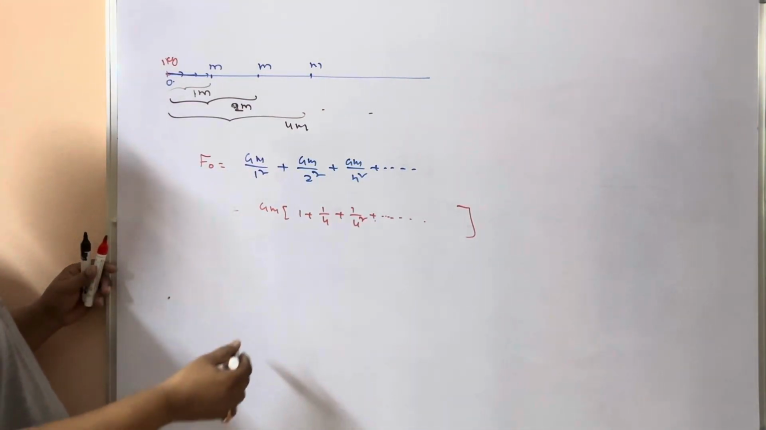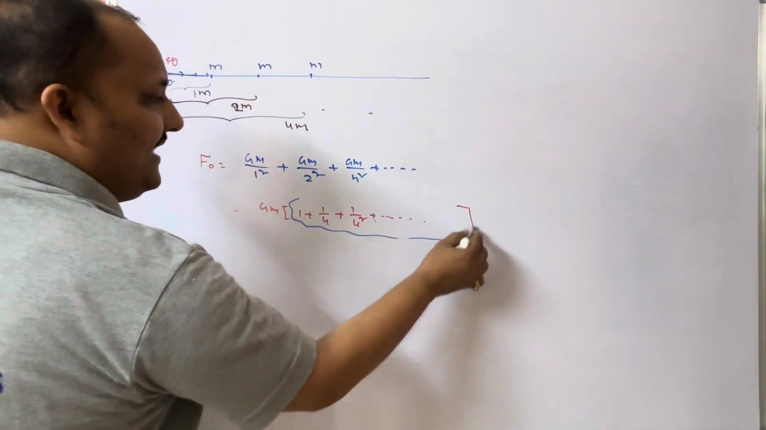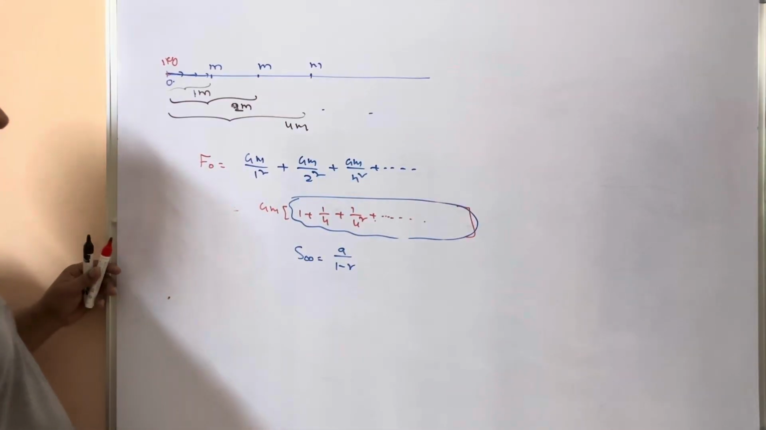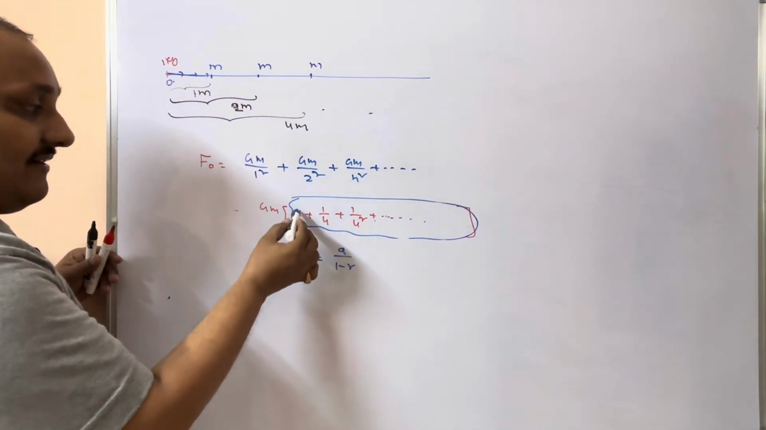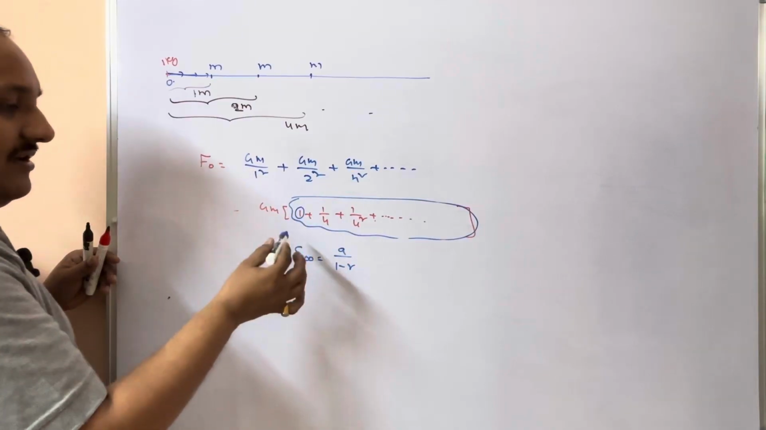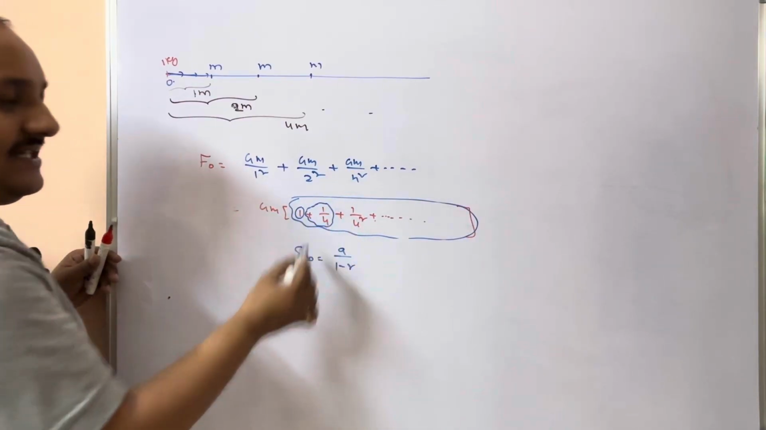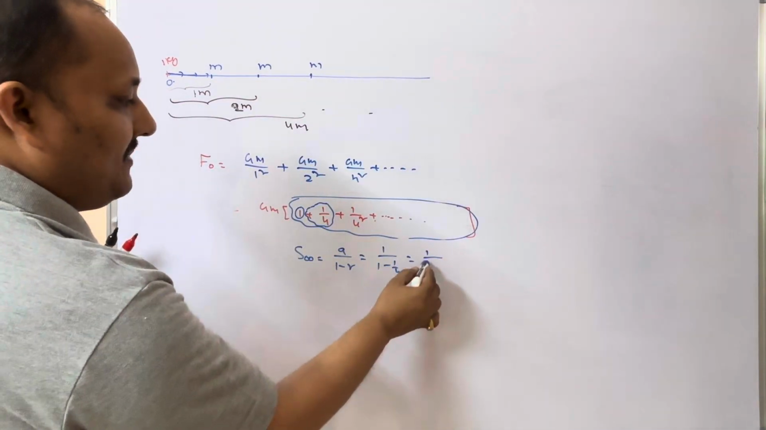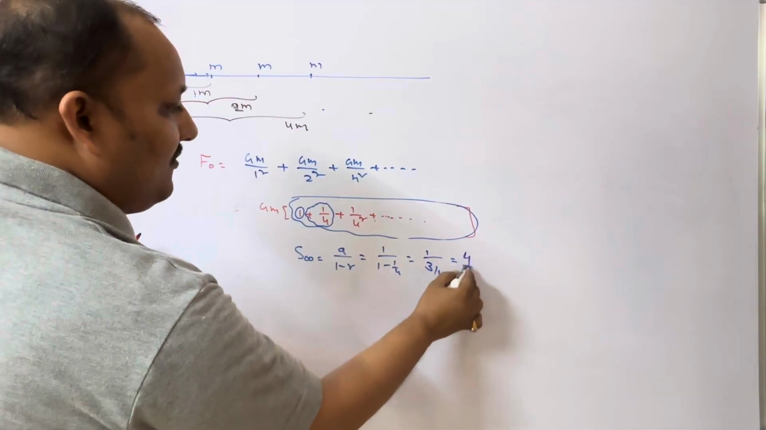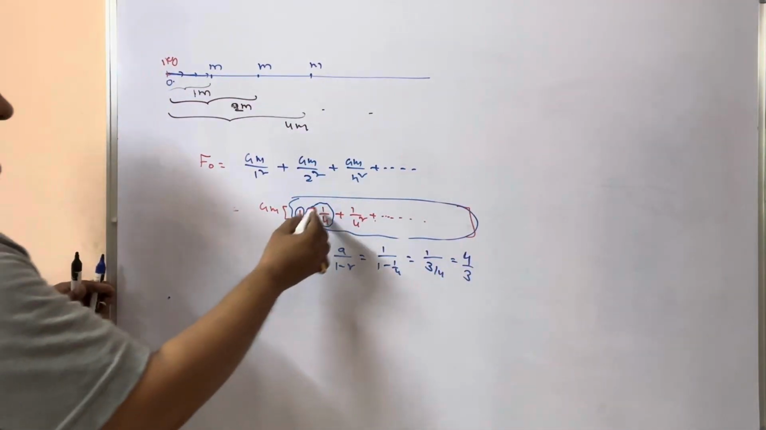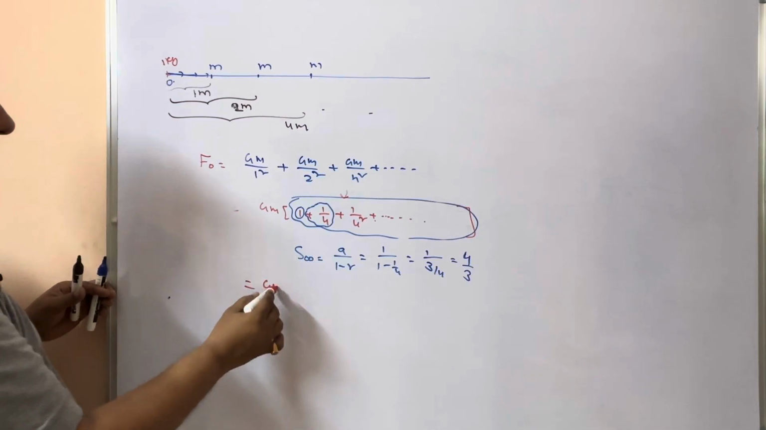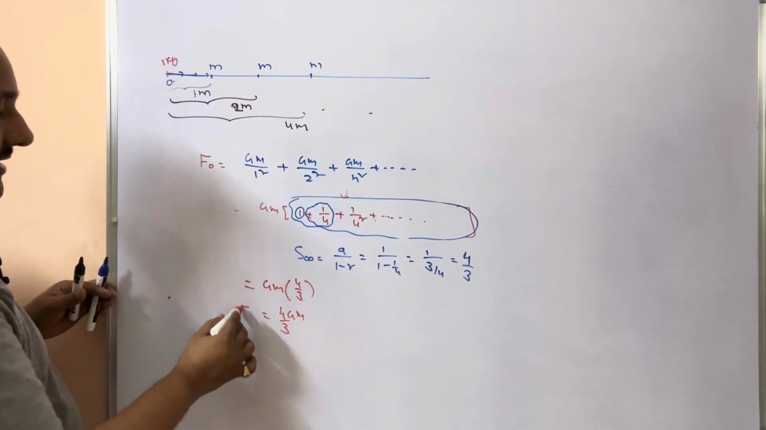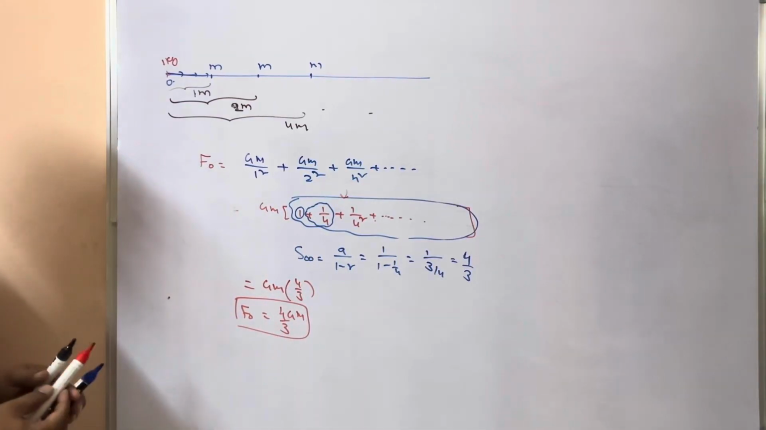Then what is this? Infinite term means sum of infinity terms. S infinity is going to be a by 1 minus r. So what is a? Already in basics we have given, a is nothing but 1. R is nothing but the ratio, with sign. This first term is going to be always a, therefore 1 by 1 minus 1 by 4, which is 1 by 3 by 4, that is going to be 4 by 3. So in place of this total infinite term, we will write Gm into 4 by 3. So 4Gm by 3. This is the gravitational force at origin.